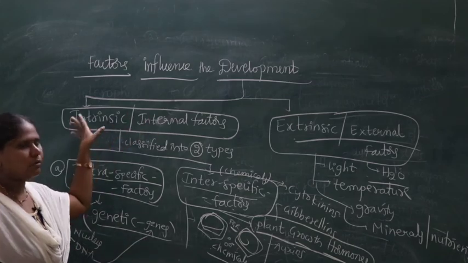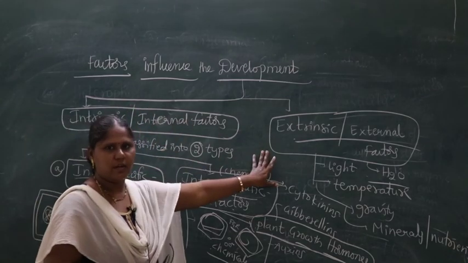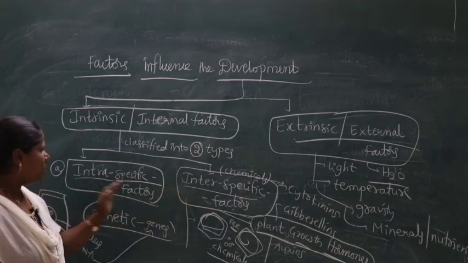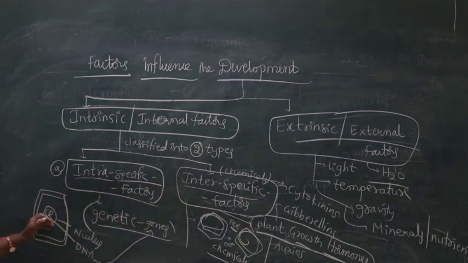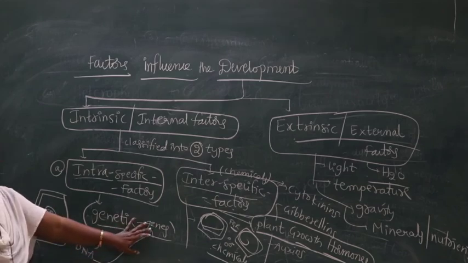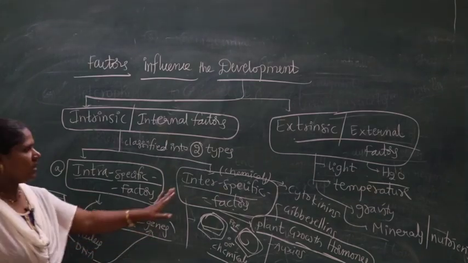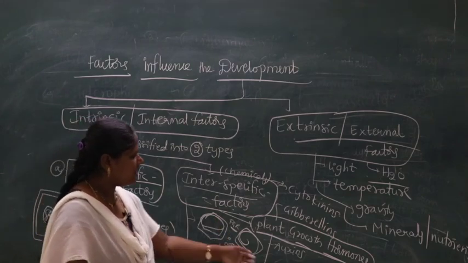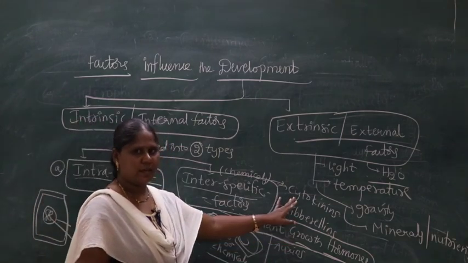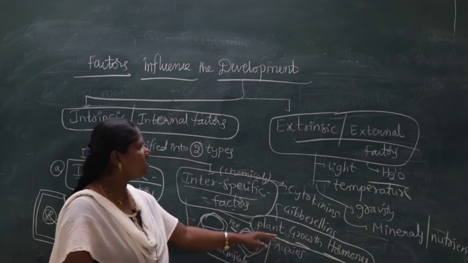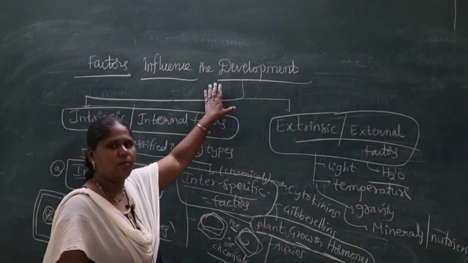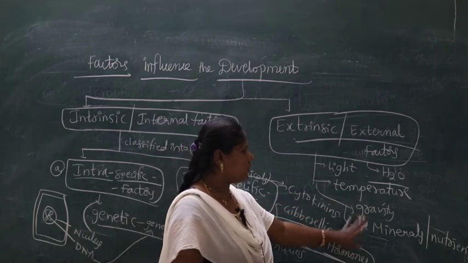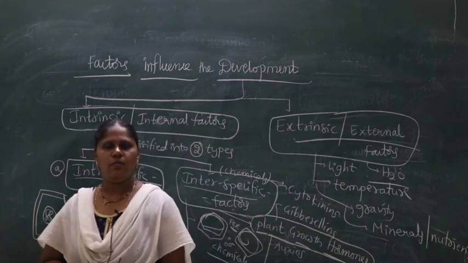So development has both internal factors and external factors. I repeat, internal factors are intraspecific or interspecific. Intra means within the cell, and within the cell, genes control the process. Interspecific, in between two cells, there are some chemicals: auxins, gibberellins, cytokinins. They are called plant growth hormones, and they also decide developmental processes. And the external factors are light, temperature, gravity, minerals or nutrients, and finally water.